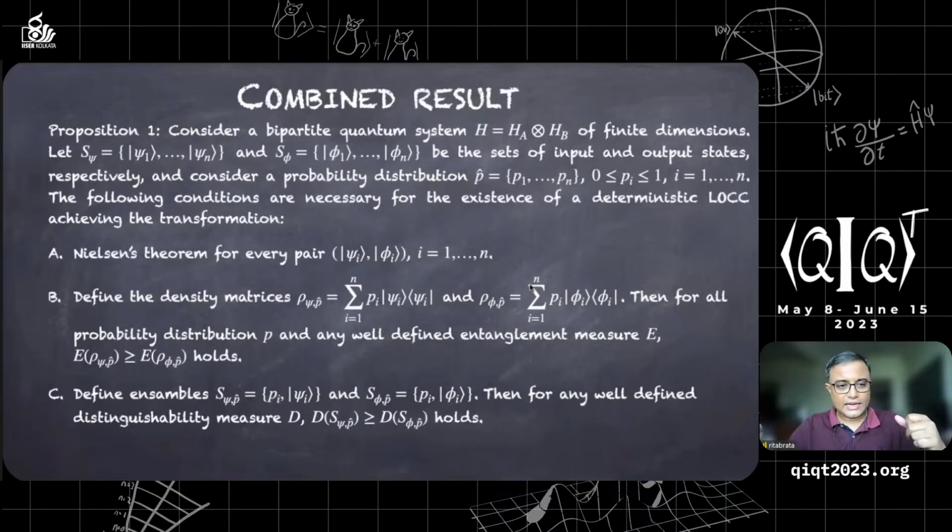The amount of entanglement for the input state should be more than the amount of entanglement for the output states, and similarly, with respect to the distinguishability measure, the same thing holds. Let us call it point number C.